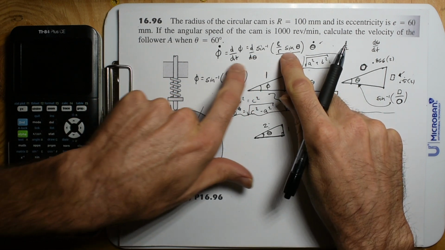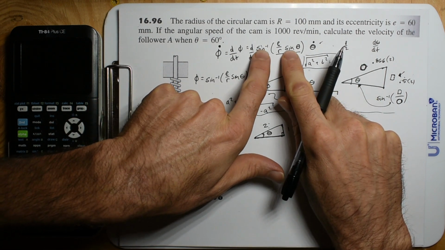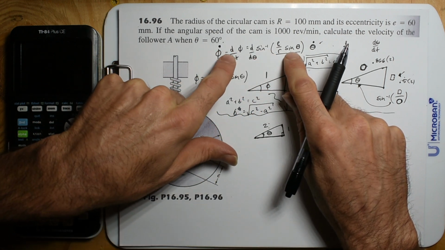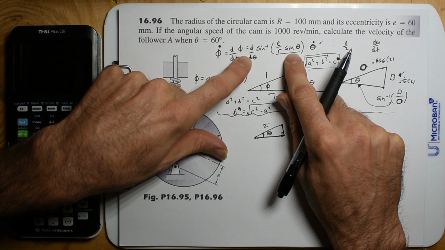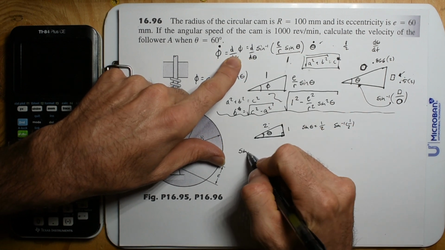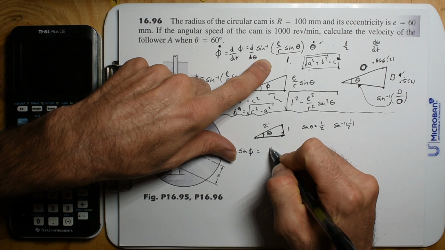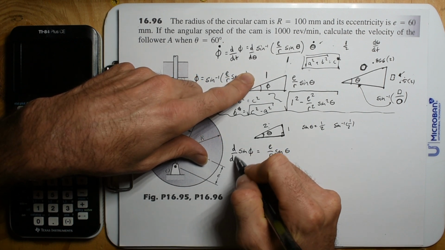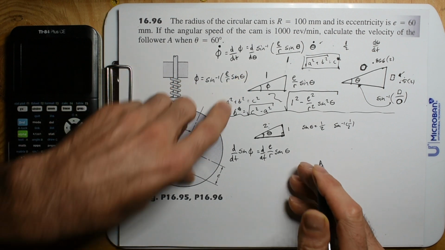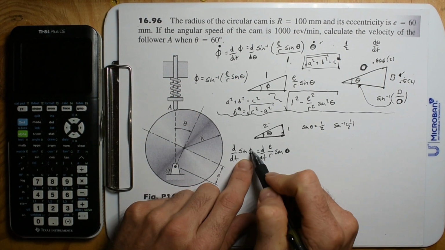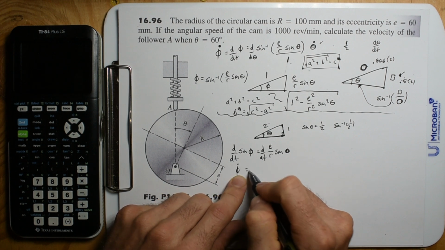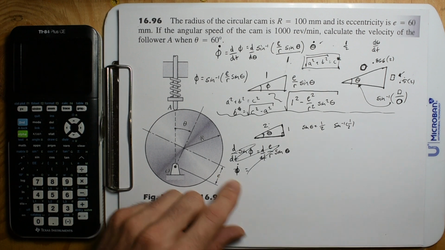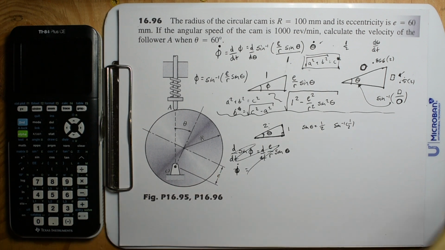I think to solve this, if you wanted to solve this like a G, you would bring this over here to this side and then derive it. You would say sine phi is equal to e over r sine theta, take the derivative of both sides with respect to time, and then isolate phi dot again and do it that way. But we're not going to do it that way because I'm not quite 100% on that.